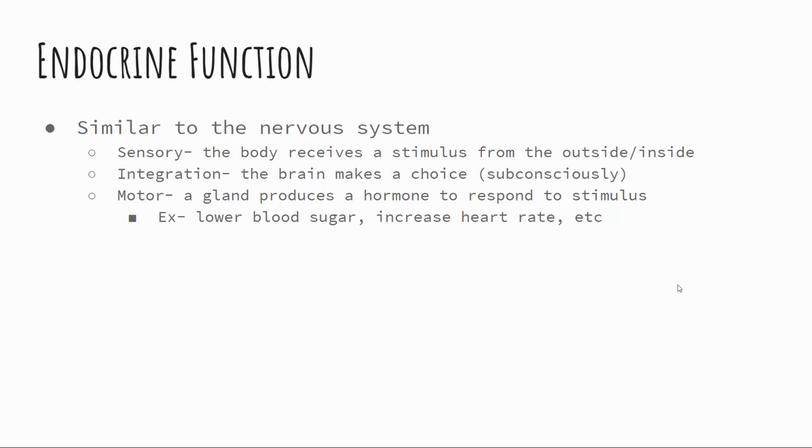So the endocrine function is going to be similar to the nervous system. You have sensory input, meaning that the body receives a stimulus from the outside or the inside of the body. Integration is where the brain makes a choice subconsciously of what to do with that information that's gathered. And then motor output is an actual gland that's going to produce a hormone to respond to the stimulus. For example, if you have low blood sugar, you can raise it, or you can lower blood sugar. You increase heart rate if there is a fight or flight situation, with the production of adrenaline. All those things are driven by the endocrine system.